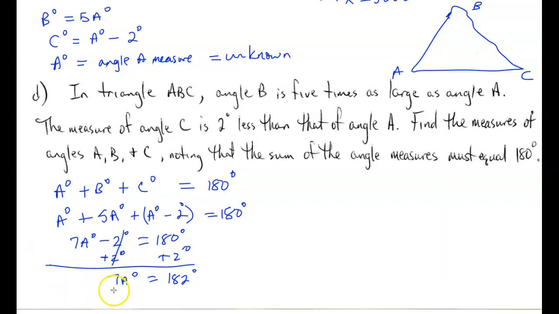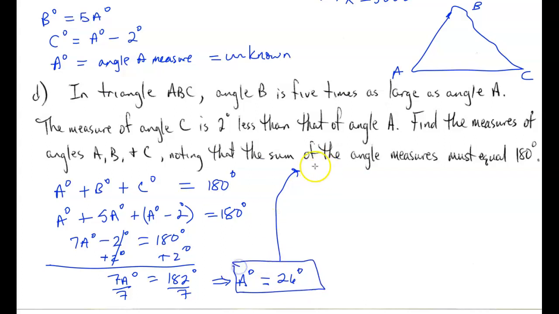So then from there, we'll just divide both sides by 7. Turns out here that that ends up equaling 26 degrees. So we come here, if angle A is 26 degrees, then we know that angle B is going to be 5 times that.